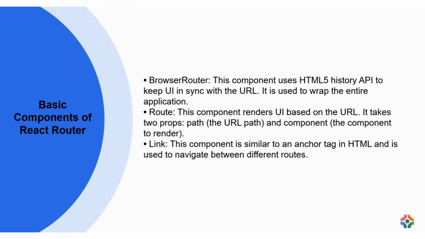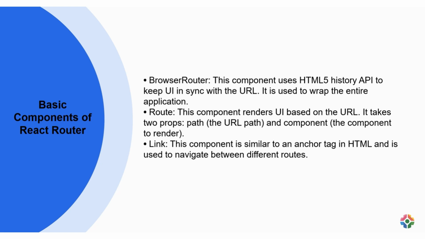The BrowserRouter component utilizes the HTML5 history API to synchronize the UI with the URL, serving as an encompassing wrapper for the application. Route components are employed to display the UI in accordance with the URL, requiring two props, path specifying the URL path and component denoting the UI element to render. On the other hand, the link component behaves akin to an anchor tag, facilitating navigation between diverse routes seamlessly.